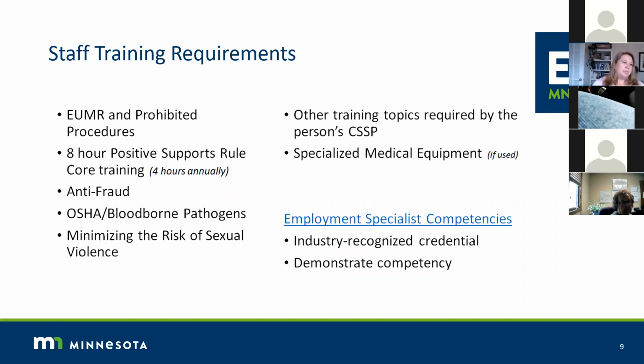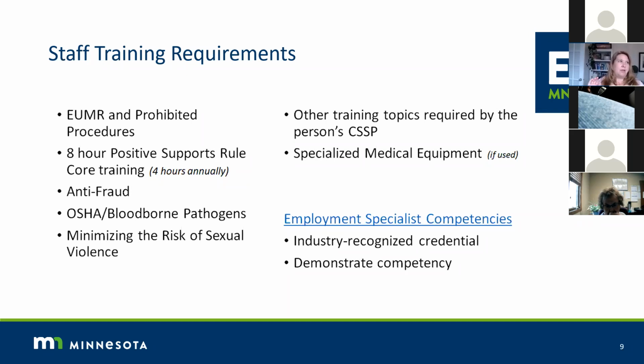But all of these topics here on this second slide that I have up right now, those are done every year. And then the employment specialist competencies, usually once someone's competent, then they're competent and you shouldn't have to retrain on that. It's more about determining that the staff is competent to do those responsibilities.